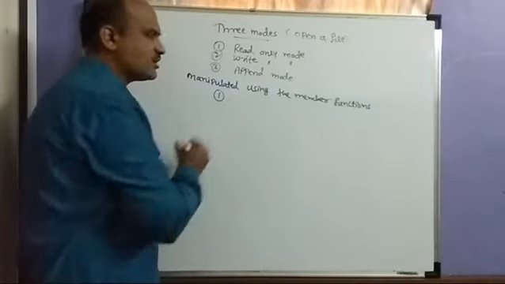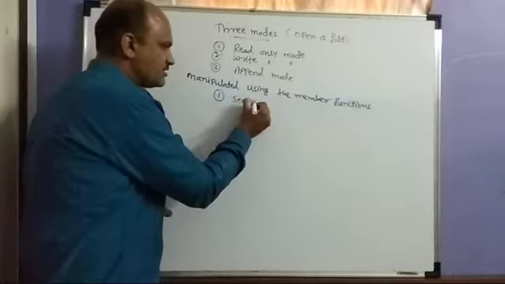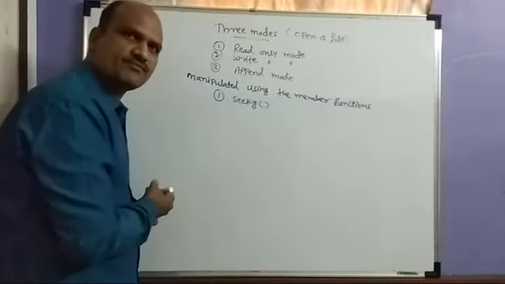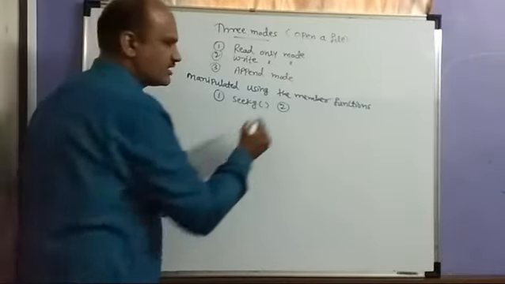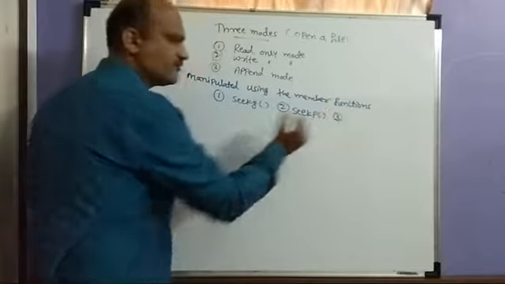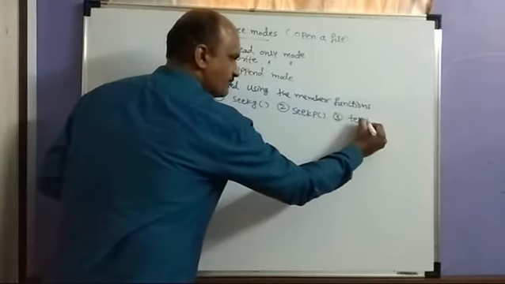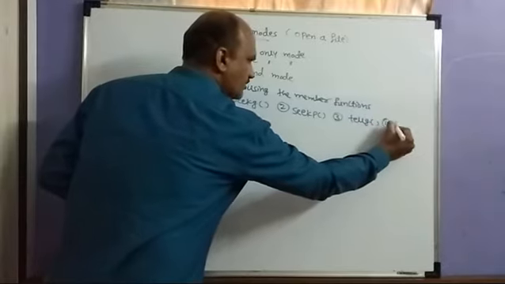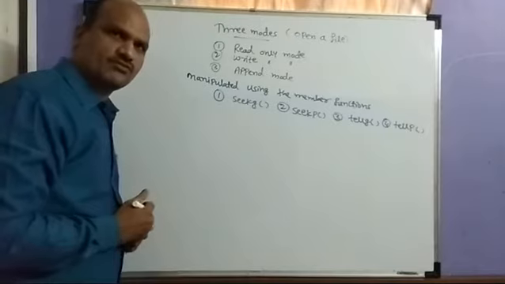There are 4 member functions. One is called seekg, and the second function is seekp. The third member function we are using is tellg, and the fourth one is tellp. These are the 4 member functions we are using.